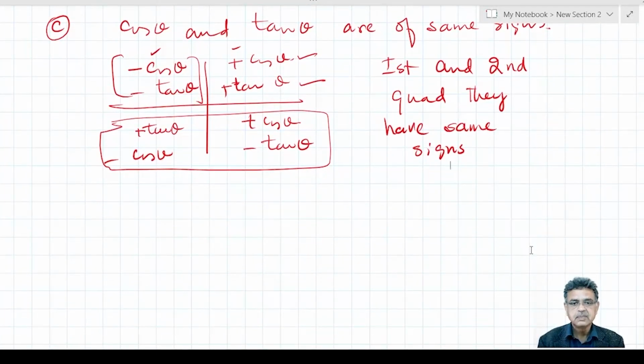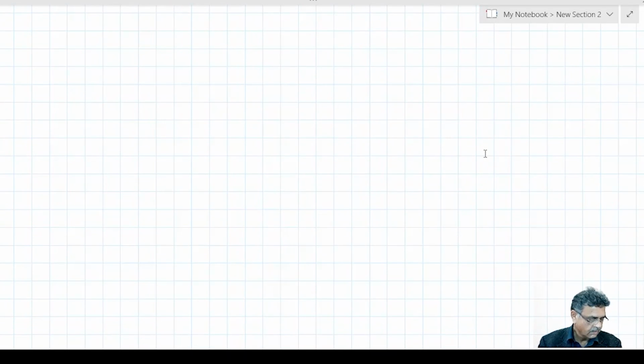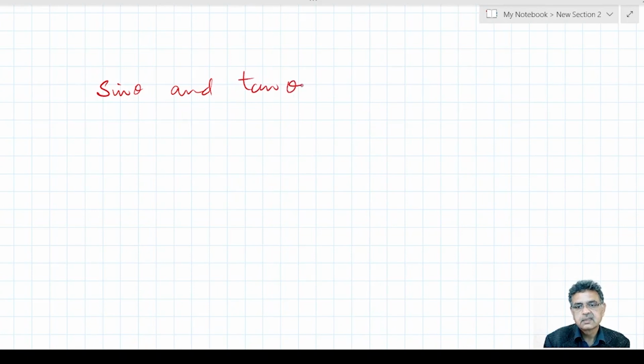Now, I am repeatedly telling how we decide about cos. On the right hand side of the y-axis, cos is positive, and on the left hand side cos is negative. And tangent is positive where the gradient is positive, and tangent is negative where the gradient is negative. So in the first and second quadrant they have the same signs. Sin theta and tangent theta are of opposite signs.